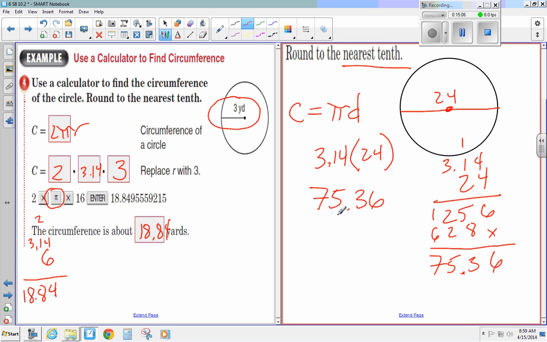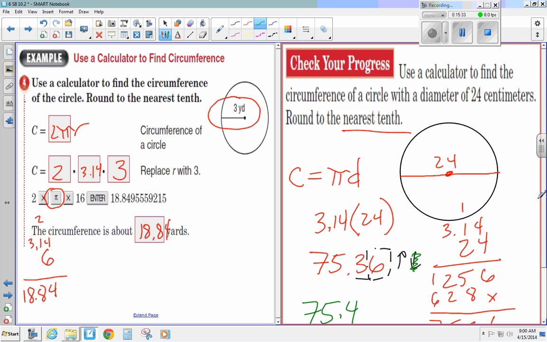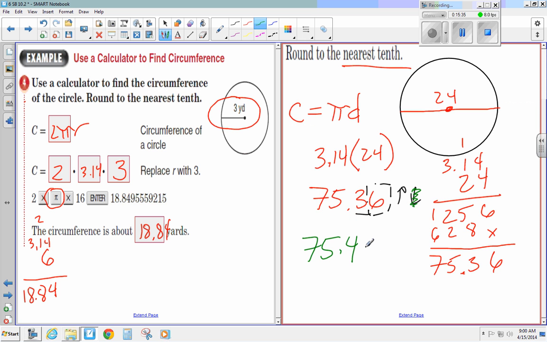That is pretty close, but we're rounding to the nearest tenth: tens, ones, tenths. We look at the 6, and we have to decide, do we round up or down? Hopefully, since you know 6 is greater than 5, we round all that up. So my final answer, 75.4 centimeters is the circumference.